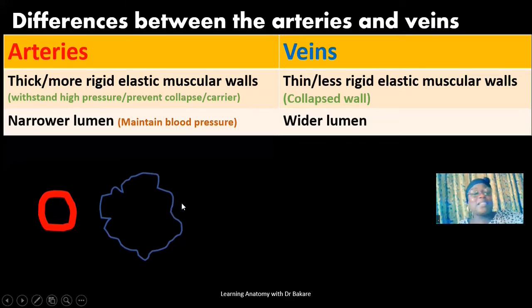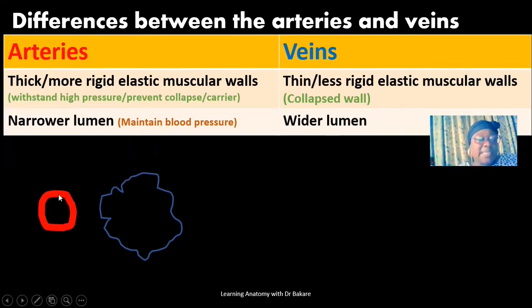So if you look at the configuration of the circumference of the arteries and also the veins, you see that the walls of the veins are collapsed. Because the wall is thin and also less muscular, they are collapsed. But if you look at the arteries, the circumference is still well aligned because it is thick and also more muscular. The thickness and rigidity of the wall of the artery will help withstand the pressure. We already stated in our previous slide that within the artery we have high pressure, so it will help withstand the pressure and also prevent it from collapsing.